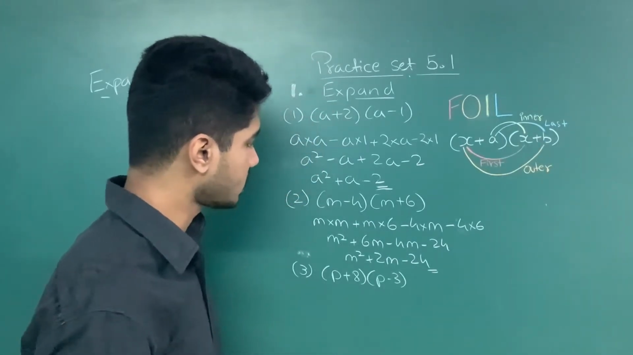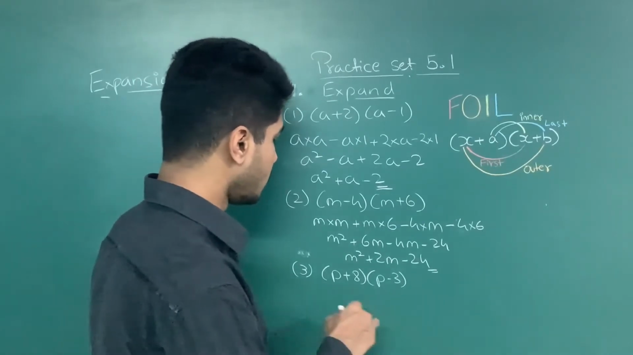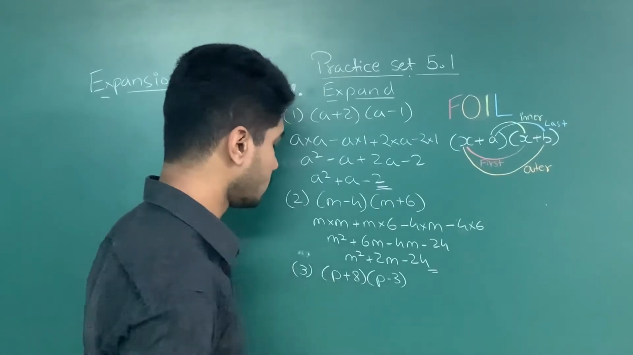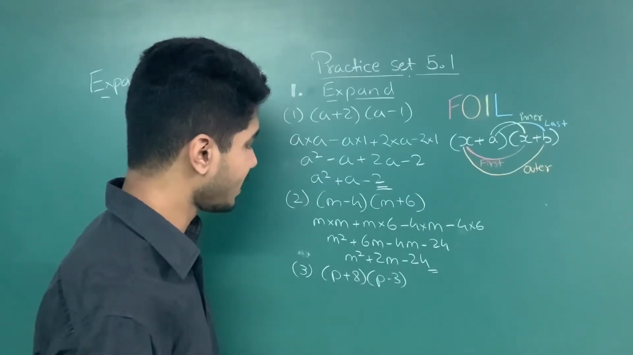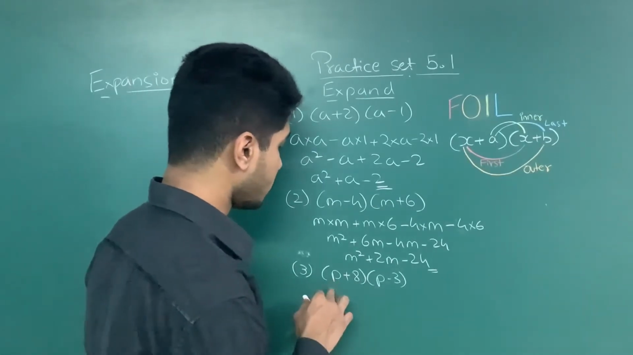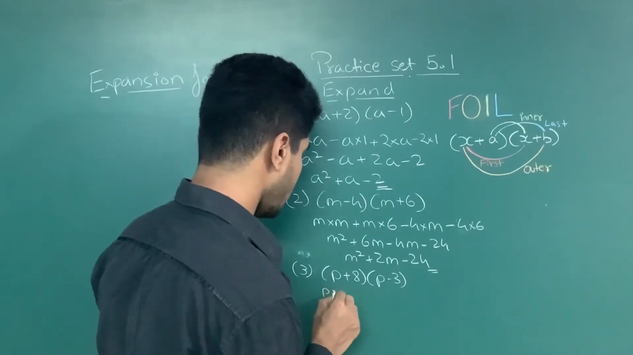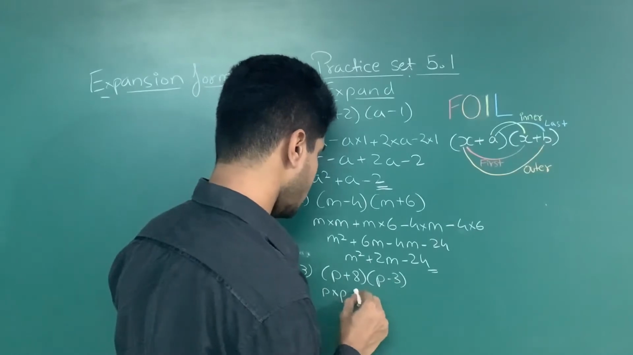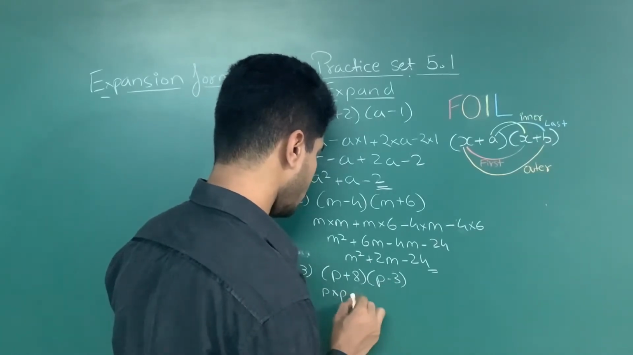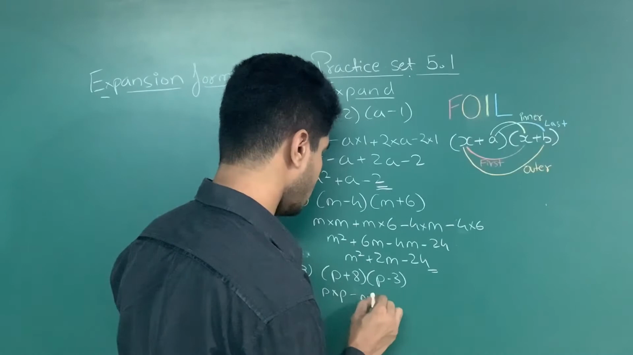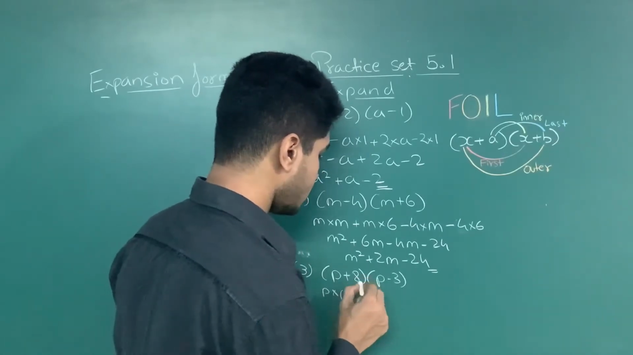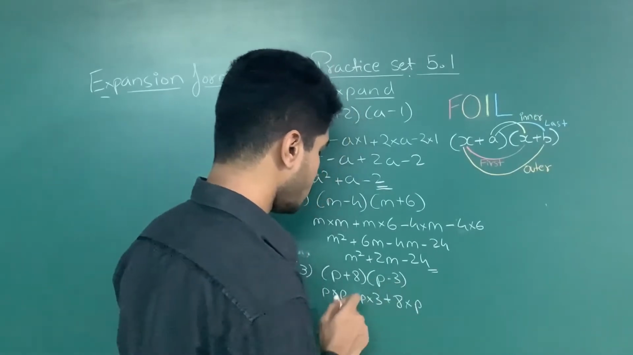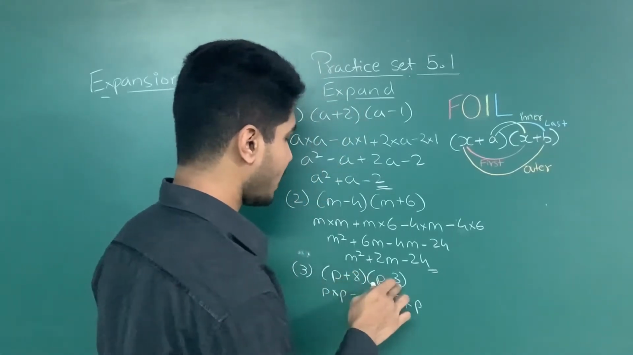Third question, (p plus 8)(p minus 3). Now the p will get multiplied with the p, so it will be p into p, then p into minus 3. So it will be minus 3p. We can write also as minus p into 3. Then it's 8, so plus 8 into p. Then it will be plus 8 into minus 3.